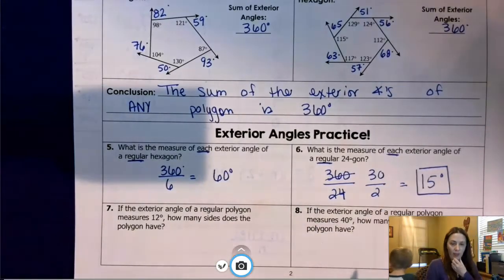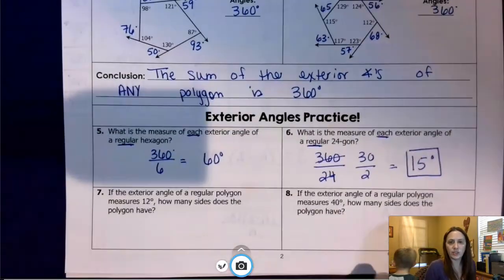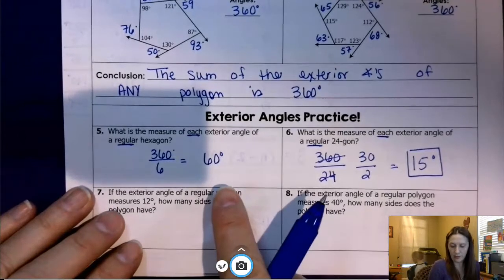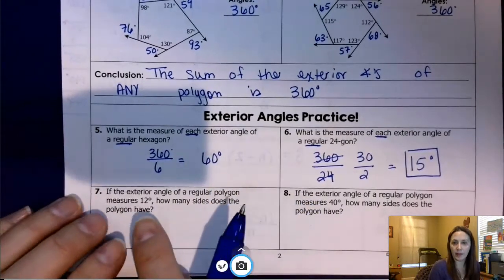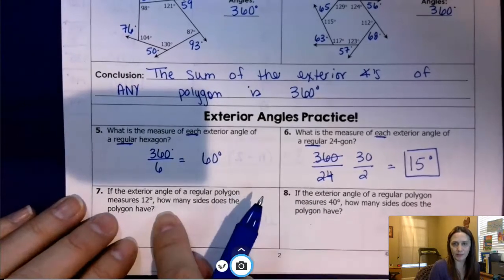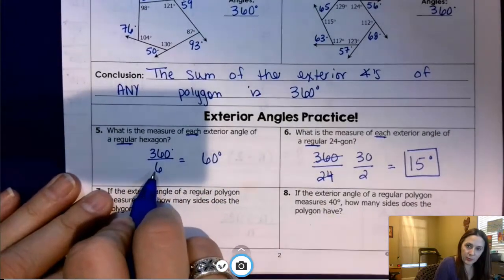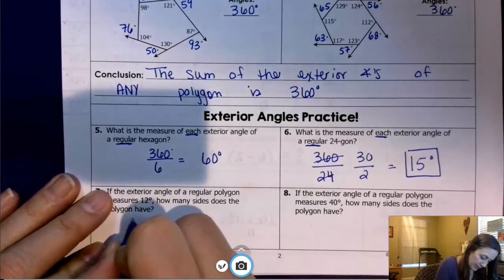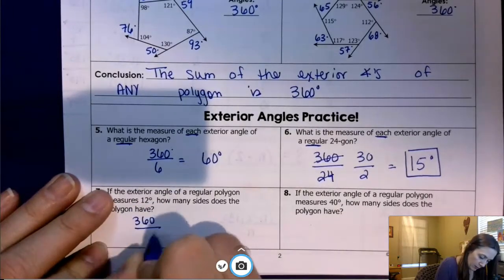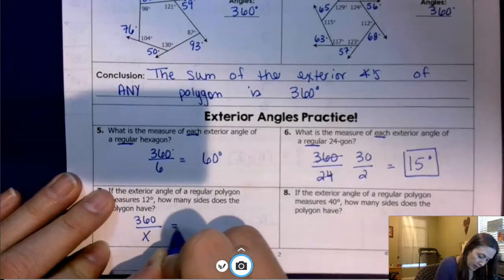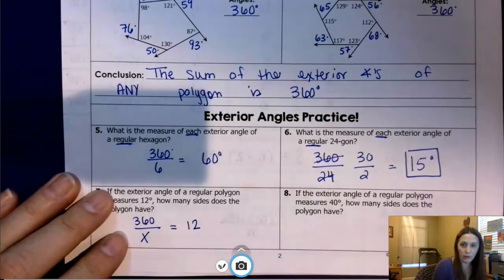So there we go. Now, if we want to find each angle of a regular polygon, and I know it's 12, how many sides does that polygon have? So now my missing value is the number here. So I'm going to take the 360. We have to divide it by some number, but I know the measure is going to be 12.